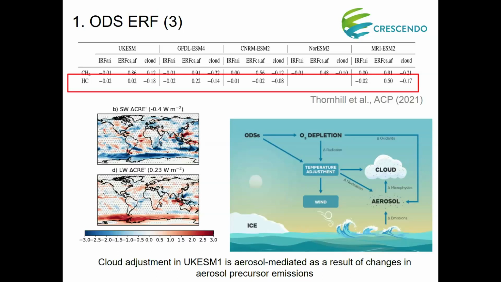So in UK ESM 1, we found that ozone depletion is driving an intensification and a poleward shift in the polar jet. And that gives rise to changes in interactive sources of aerosols and aerosol precursors, and that the cloud adjustment that we're seeing evidenced here in the Thornhill et al. paper is actually aerosol mediated.